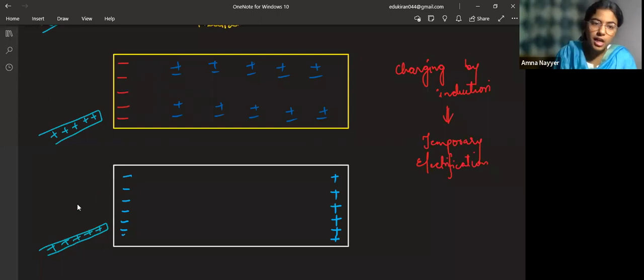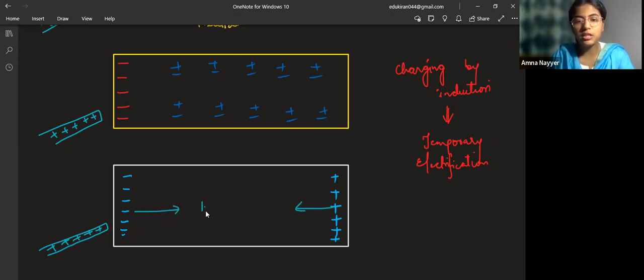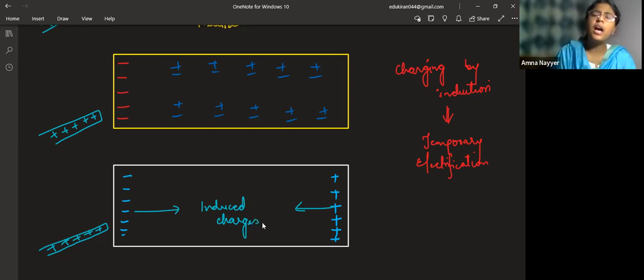So these charges which are getting separated, we call these charges induced charges. You have full detail about electromagnetic induction also. It's, I think, the sixth chapter of your NCERT part 1. There you will see this in detail. A very short and easy lesson it is. But the basics which will come from this part is charging by induction.